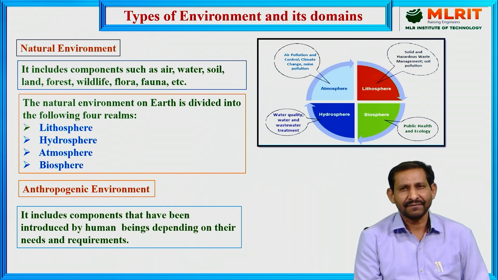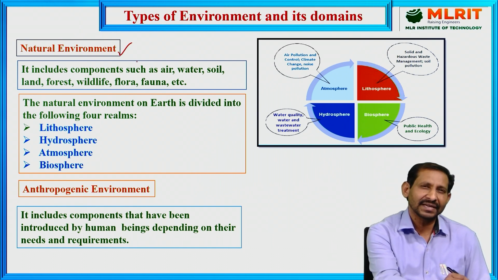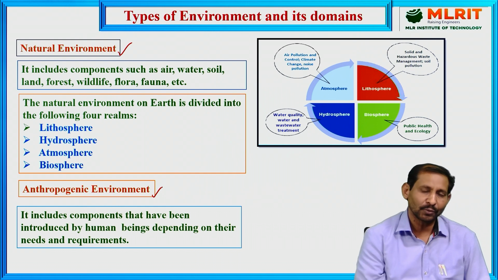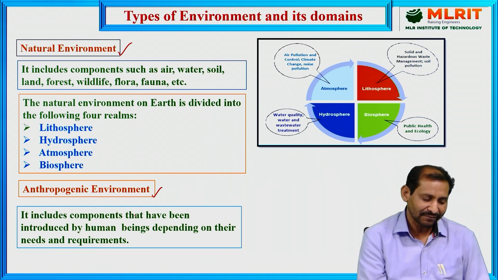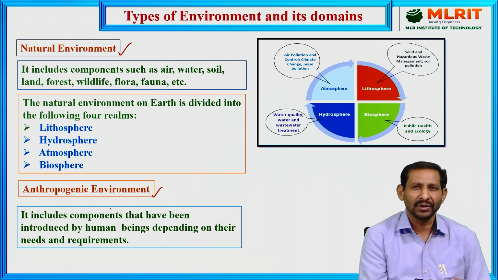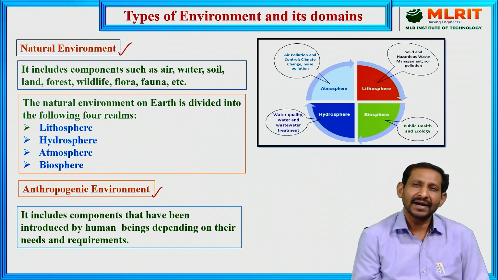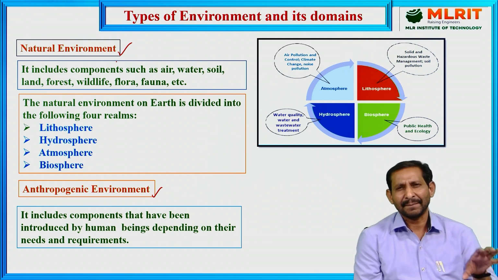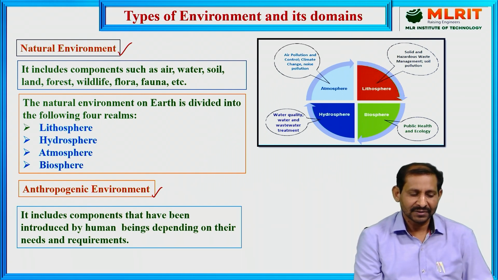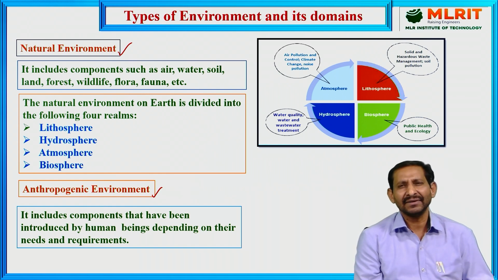Next are the types of environment and its domains. There are mainly two types of environment. The first is the natural environment. The second is the anthropogenic or man-made environment. Anthropogenic environment means the components introduced by human beings for their needs and requirements. The natural environment comprises the components present in nature: air, water, soil, plants, animals, forest and land. These are all naturally created.